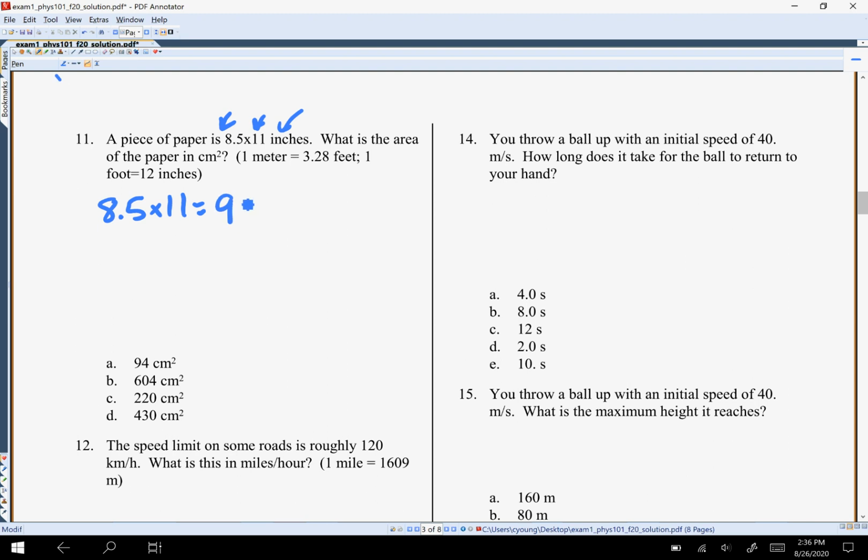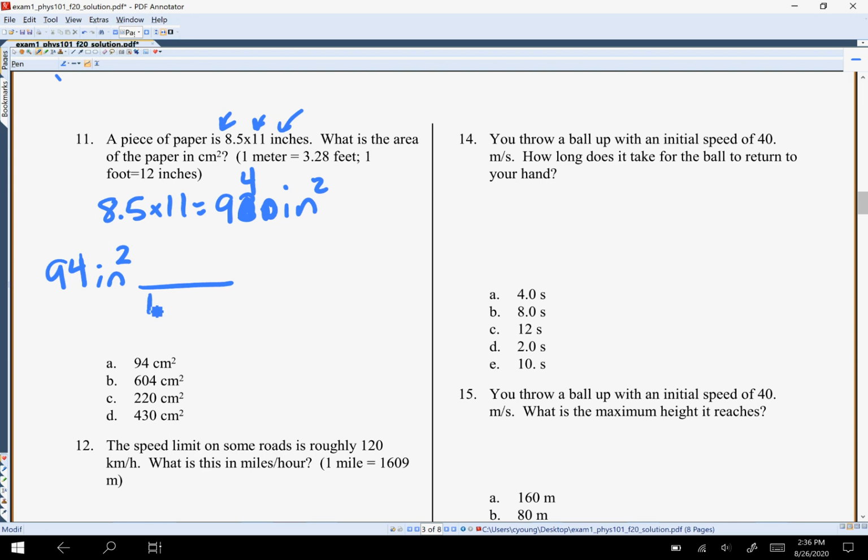93 square inches. So there are 93 square inches on a sheet of paper. And then I'm going to convert that into square centimeters. 93 inches squared. I'm sorry, it should be 93.5, which would be 94 inches squared. Let me fix that. 94 inches squared. And now I need to convert that into square centimeters.